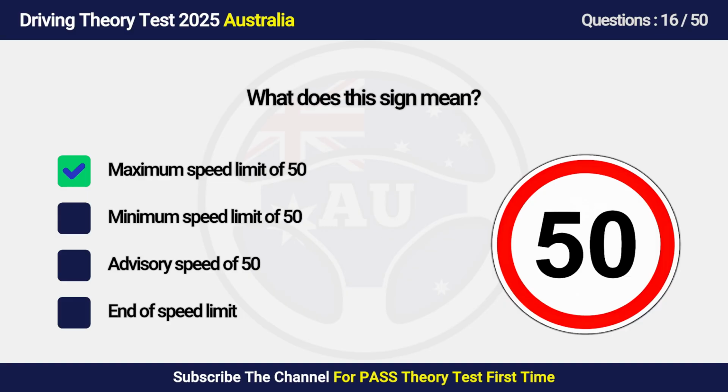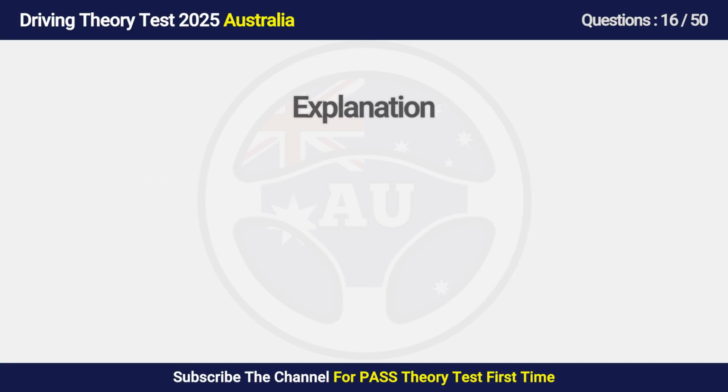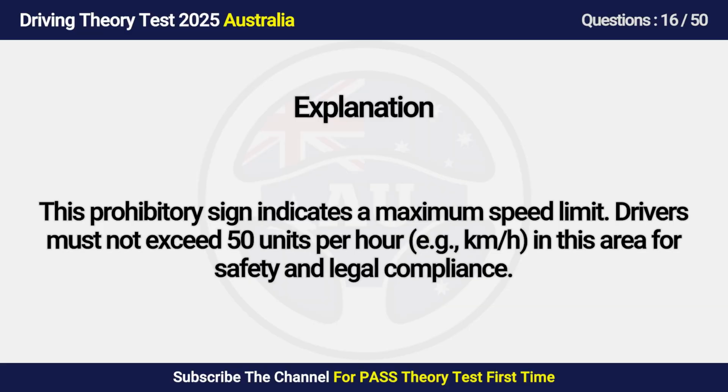Answer is A. Maximum speed limit of 50. This prohibitory sign indicates a maximum speed limit. Drivers must not exceed 50 units per hour, for example, in this area for safety and legal compliance.